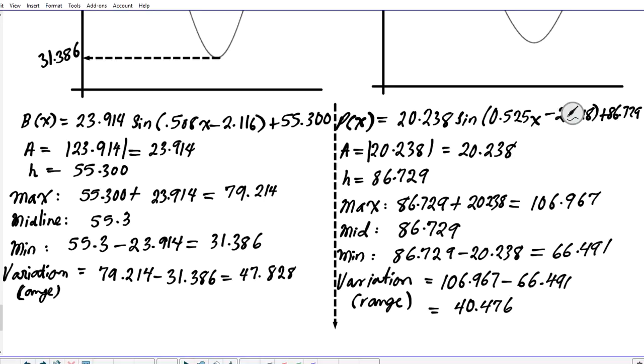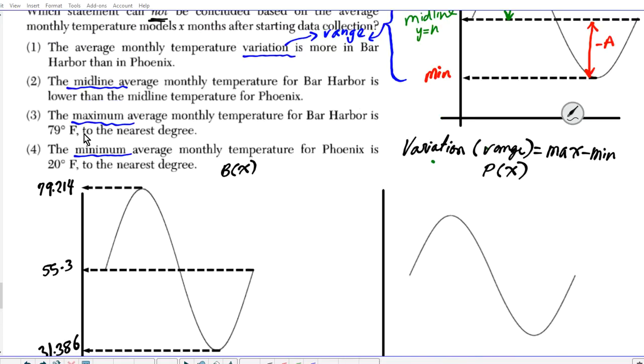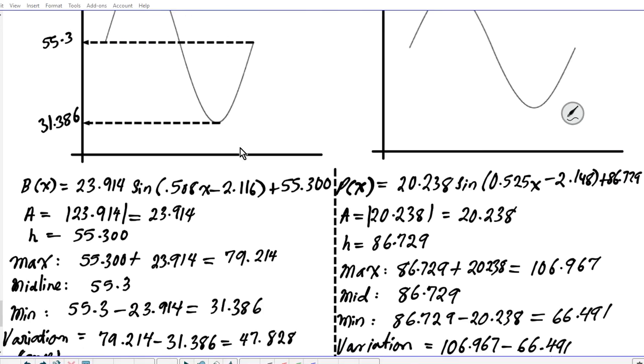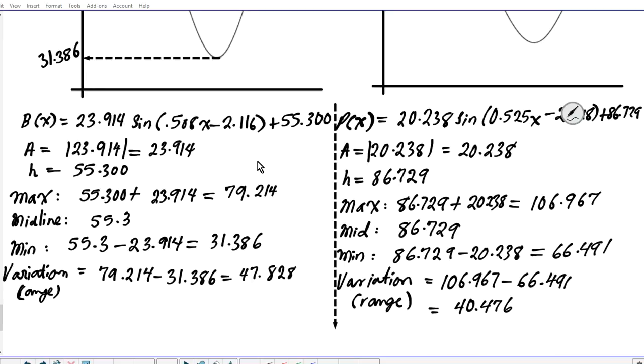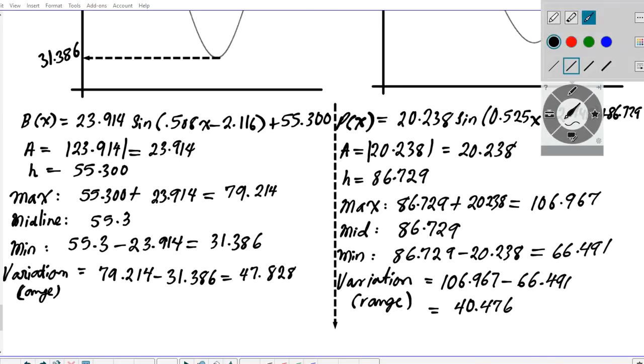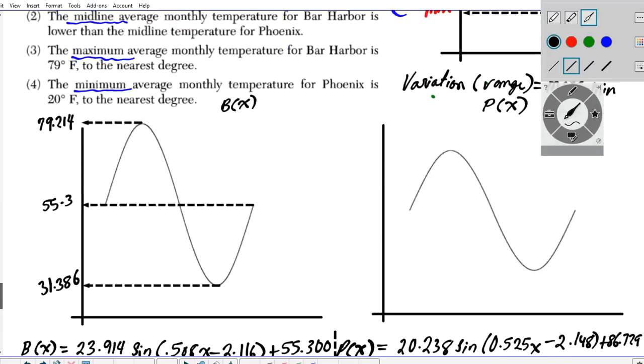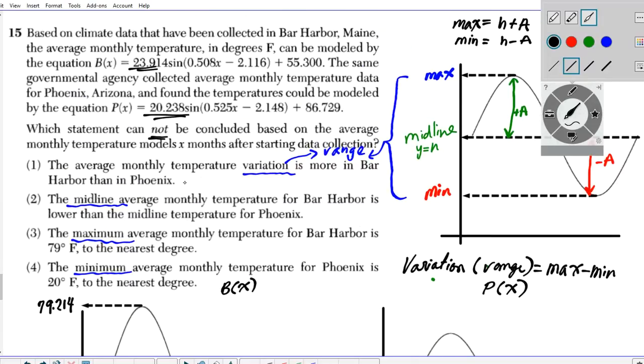Let's go ahead and answer the question. All right, so first one, it says the variation of b of x is more than p of x. So let's look at the variation of b of x: 47, variation of p of x is 40. So that statement is true. As you can see, 47 is bigger than 40. So first statement is true.